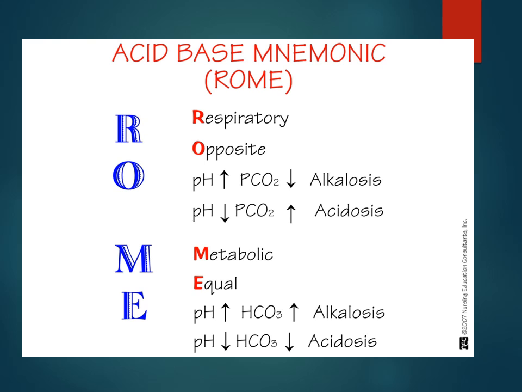So here is the thing that we definitely want to remember. You've probably heard it before, and I hope that you understand it. It's the ROME mnemonic. Respiratory opposite. That means that the pH is opposite of the CO2. So when pH is up, CO2 is down. When pH is down, CO2 is up. That's it. Respiratory is opposite. So it's a respiratory issue. Metabolic is equal, meaning when the pH is up, the bicarb is up. When the pH is down, the bicarb is down. I hope you understand it.